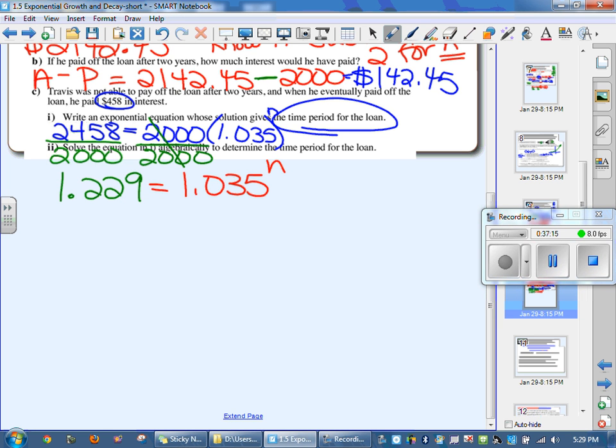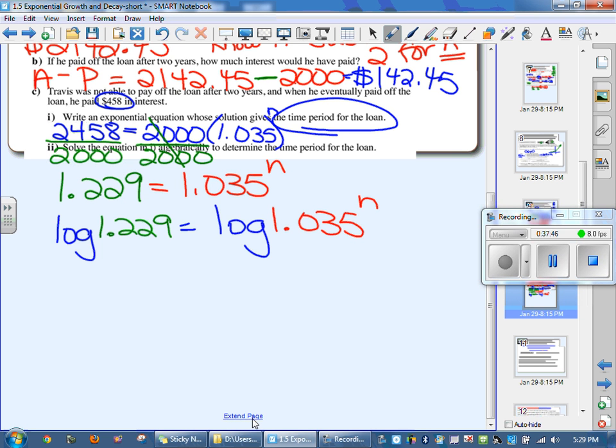So what do we do again? We write the word log in front of both sides. So I'm going to have log 1.229 equals log 1.035 exponent n. Now we know with our log laws to get that n out of the exponent, the n is going to tuck out in front of the word log on the right hand side. That's how I bring it down out of the exponent. So I'm going to have log 1.229 equals n log 1.035.